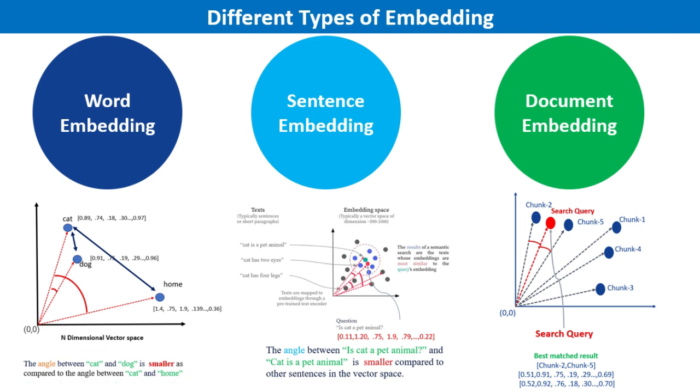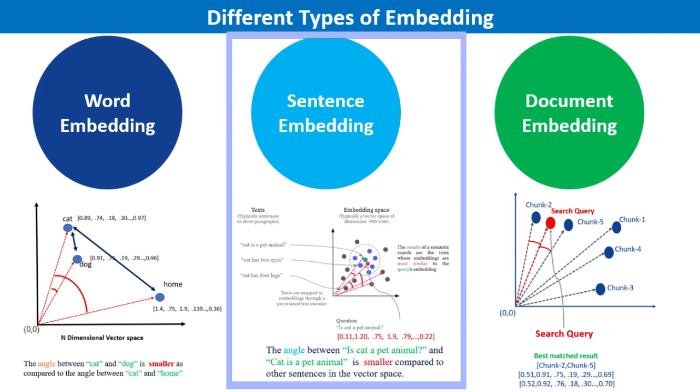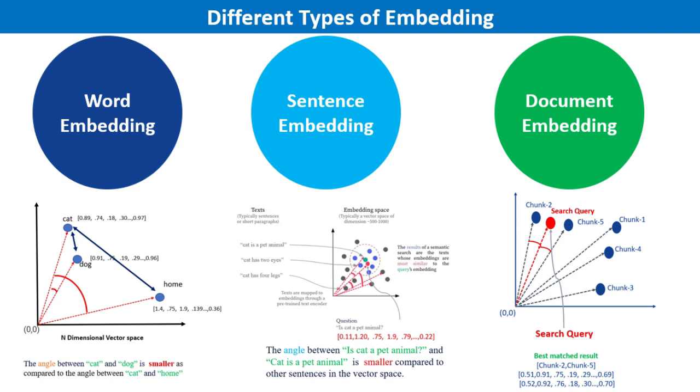Sentence embeddings. Sentence embeddings represent entire sentences as vectors. These vectors are typically created by averaging the word embeddings of the words in the sentences, and they can be used to capture the meaning of sentences and their relationships to other sentences.